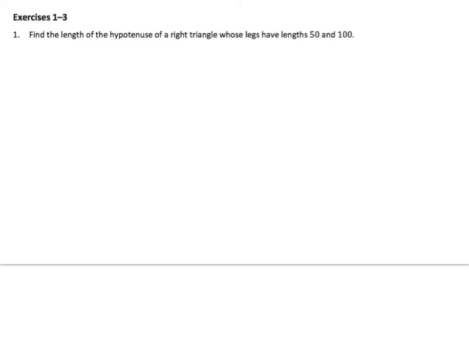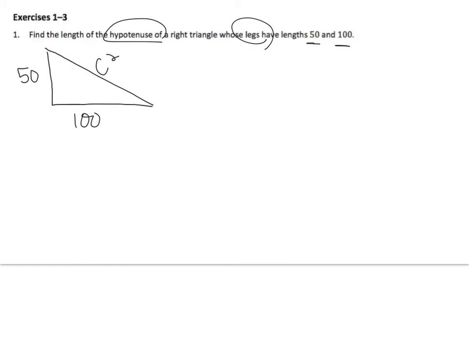All right, the first exercise: find the length of the hypotenuse of a right triangle whose legs have lengths of 50 and 100. You don't necessarily have to draw them out. It's pretty simple to know which is which: if you have legs of 50 and 100, you're trying to find the hypotenuse. That means you're trying to find C and you have A and B. And it doesn't matter which one you label A and B. It can be backwards or forwards. So 50 squared plus 100 squared equals C squared.